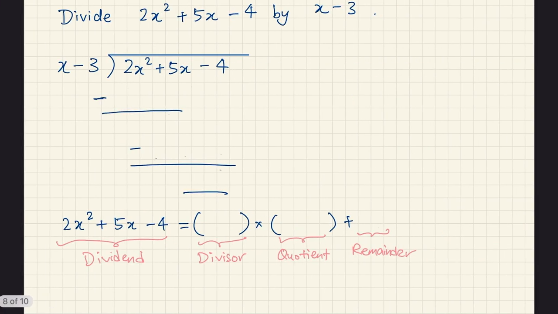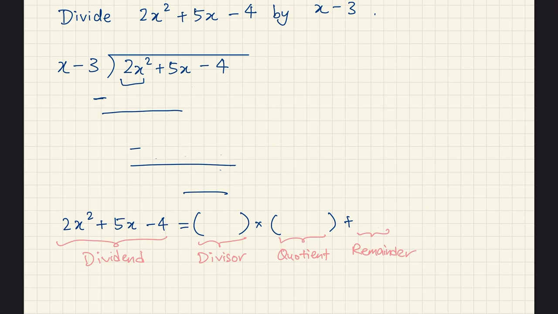Let's look at how to do long division of polynomials. Some ideas will remind us of the situation for numbers. First of all, if I want to divide 2x squared plus 5x minus 4 by x minus 3, I would like to remove the first term first. So it's important to arrange the expression with the highest power first, followed by the second highest power, and so on.